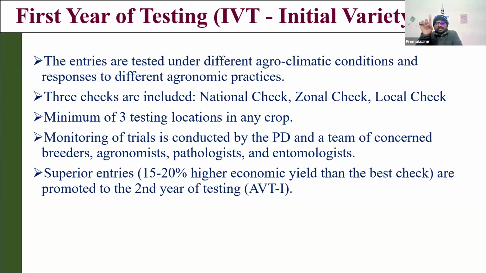Then you have to identify which is the best performing variety in those areas. Then you have to compare with that variety. Then you should take the best performing in that region as a zonal check. Understood how you select the zonal check?